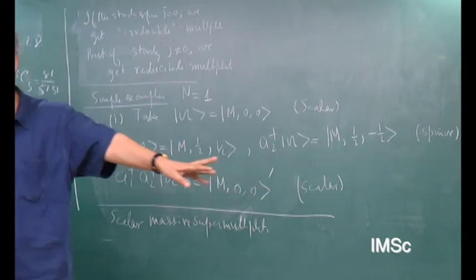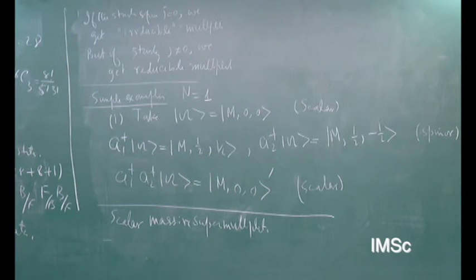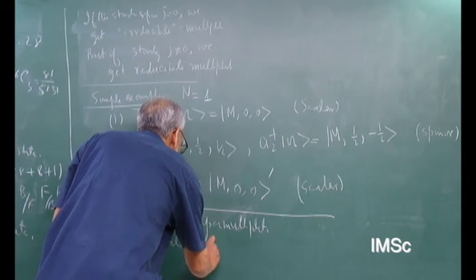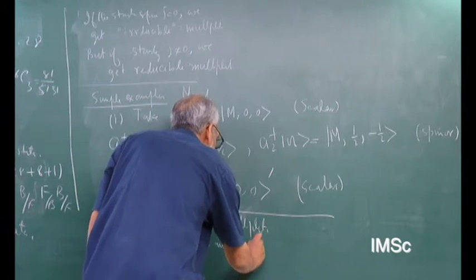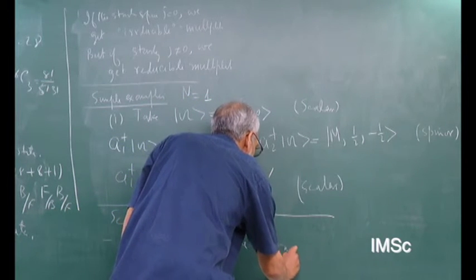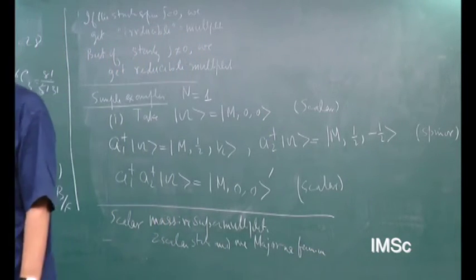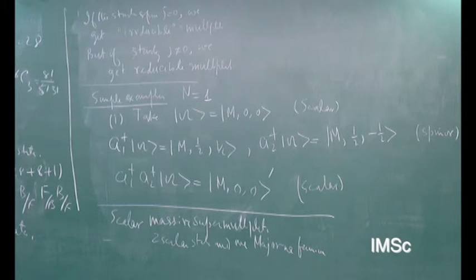A two-component spinor state with mass is not a Dirac particle, because a massive Dirac particle is a four-component state. So this is only two-component. So it is made up of two scalar states and one Majorana fermion. A Majorana fermion has only 2 degrees of freedom, and it can be massive, of the same mass.